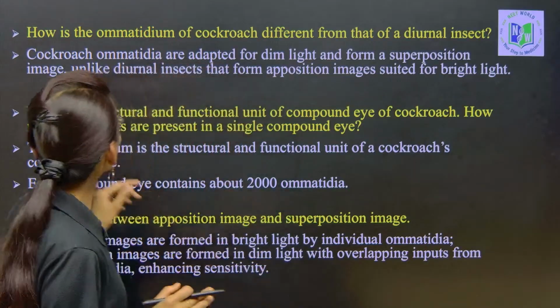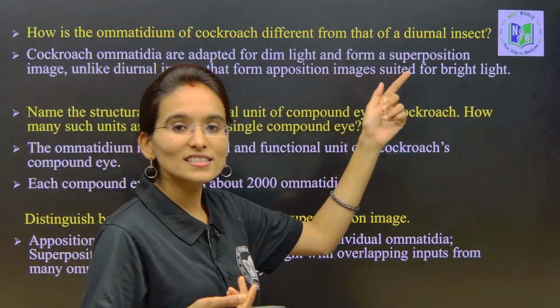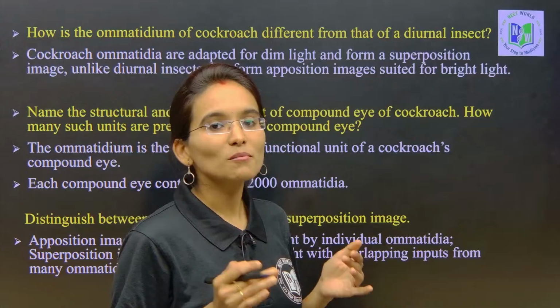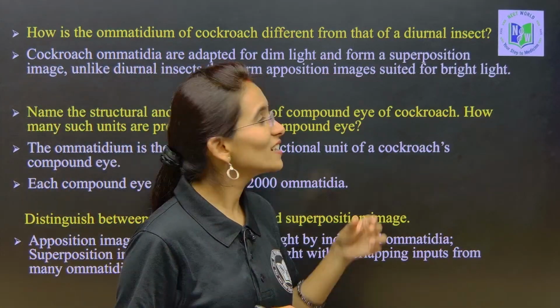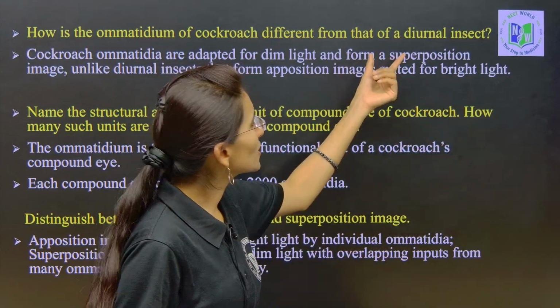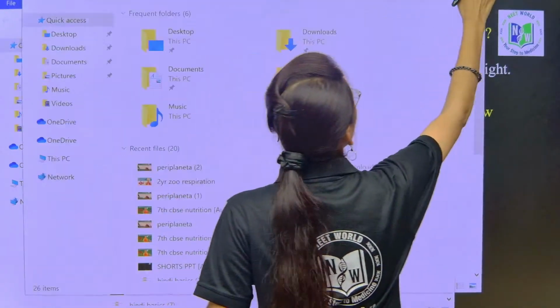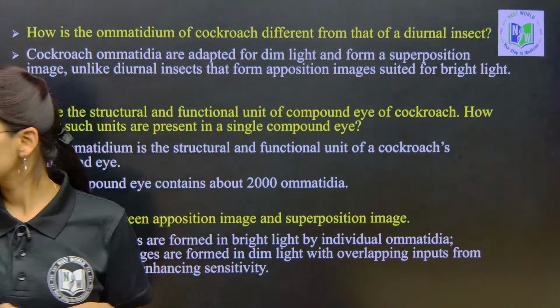Unlike the diurnal insects, in nocturnal insects a superposition image is formed. But in diurnal insects, an apposition image is formed, and it receives bright light. Here it forms images in dim light, and there it forms images in bright light, my dear students. Is it clear with this particular answer?